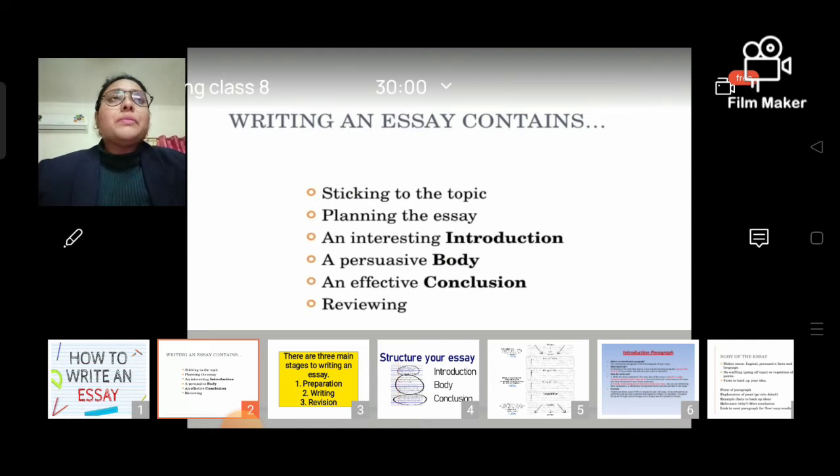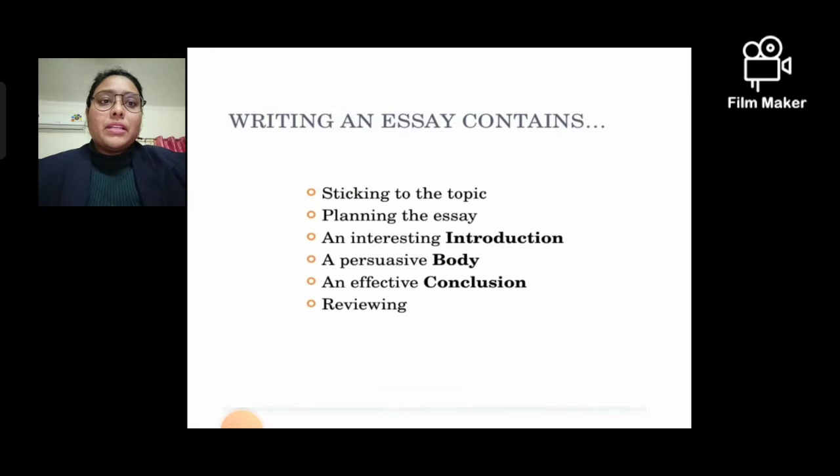Now after that, planning the essay. Here you have to jot down the points. Think about what all things you will be writing in the points. Now the next thing is introduction, body, and conclusion. It's very important, children. This is actually the structure of the essay. This structure has three things, that is the introduction, body, and the conclusion. An interesting introduction should be there, a persuasive body, and an effective conclusion. Then, in the end, you have to revise your essay.